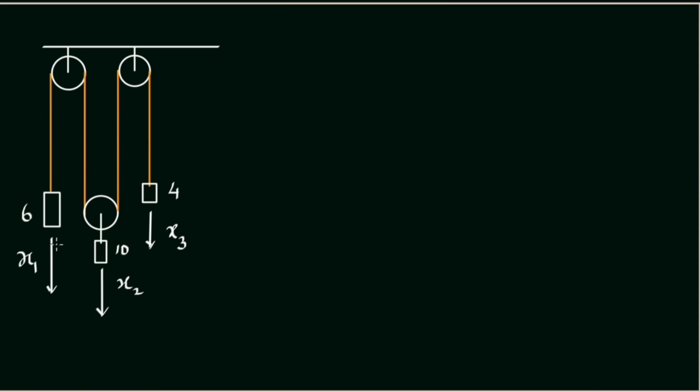All right. Now, when this one moves down by x1, this part of the rope increases in length by x1. When the central block moves down by x2, this part of the rope increases by x2. This part of the rope increases in length by x2. So the increase in the length is 2x2. And then when the 4 kg block moves down, the rightmost section of the rope increases in length by x3. So this is the total increase in the length of the rope, and of course that has to be 0 because the rope is inextensible.